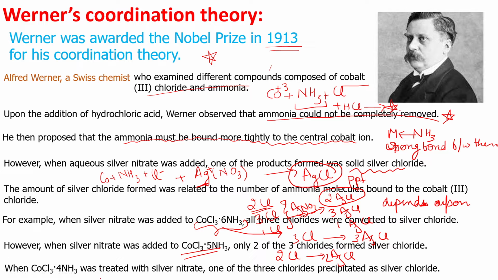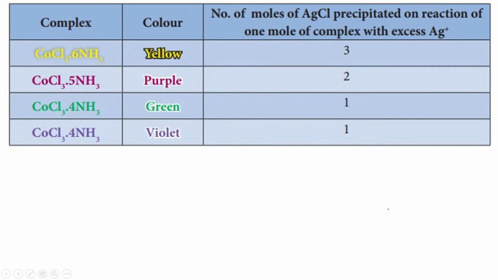Similarly, when he worked with cobalt chloride with 4 ammonia, he found that only one of the 3 chlorides precipitated with silver nitrate. It was happening because the complex that contained 6 ammonia and 3 chloride ions was actually a coordination compound. He was the first to observe that ammonia coordinates with cobalt, forming an octahedral complex where 6 ammonia molecules are coordinating to the cobalt, and the chloride ions are present as counter anions.